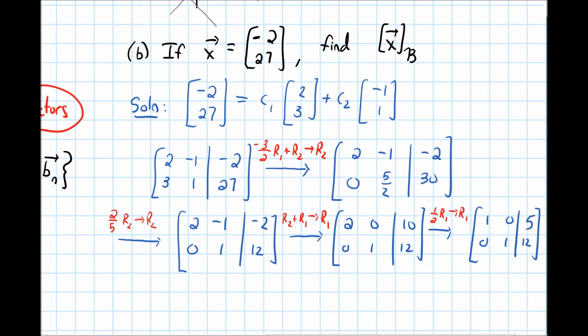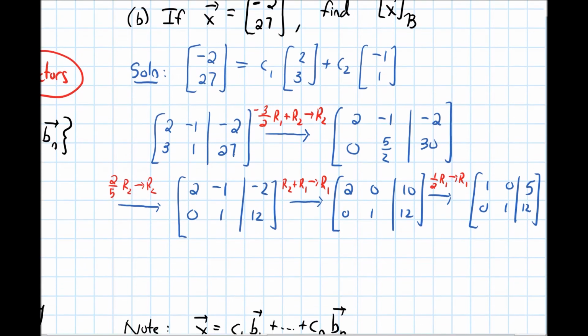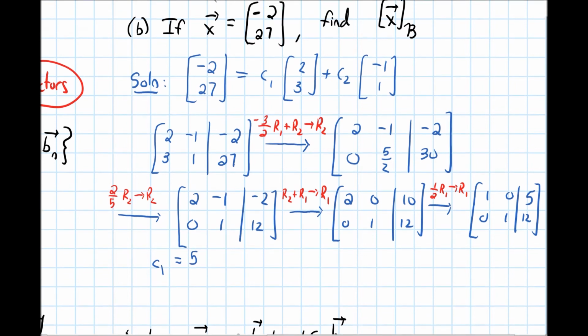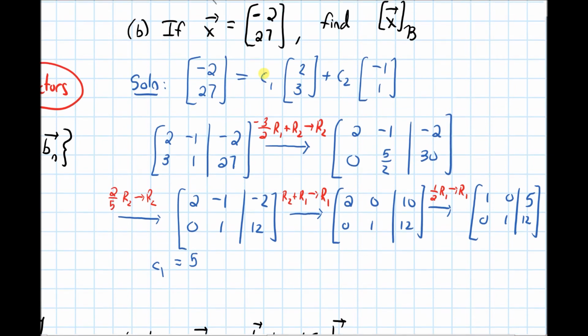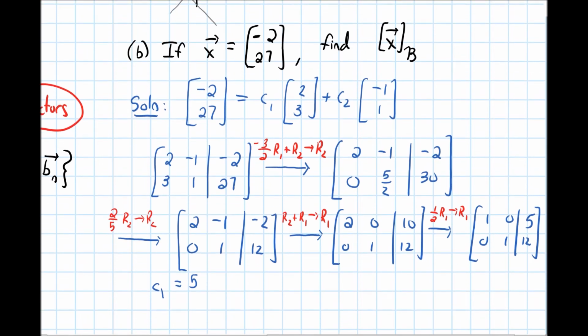Okay, so now that this is row reduced, let's go ahead and write down the equation for each row. So for the first row, I would write c1 equals 5. Notice I'm calling it c1 as opposed to x1 because I call this weight c1. And there's one thing that I forgot to mention, which is, this coordinate vector [x]_B is going to be the vector that I get when I find these two weights, c1 and c2, and I write them as a vector.